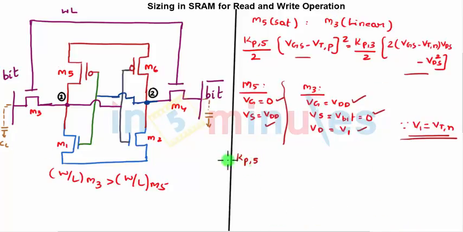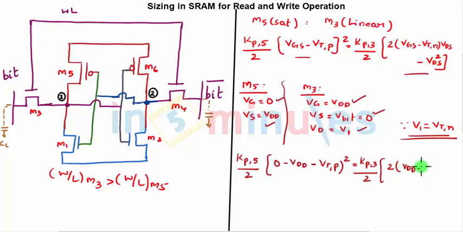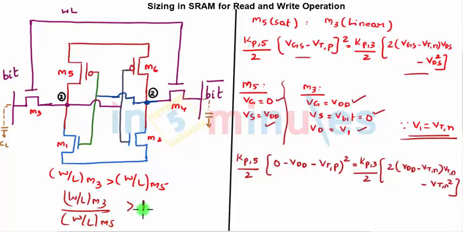So Kp5 by 2, gate voltage is 0, minus VDD minus VTP the whole square, equal to Kn3 by 2 times 2 times VGS, which is nothing but VDD minus VTN, times VDS, which is nothing but V1, which is nothing but VTN. So into VTN minus VTN the whole square. And now if we rearrange, we know that we want this, right? I can easily write this W by L of M3 upon W by L of M5 should be greater than 1, correct? So we can put this in terms of Kn, because Kn of M3 is nothing but mu n Cox W by L.